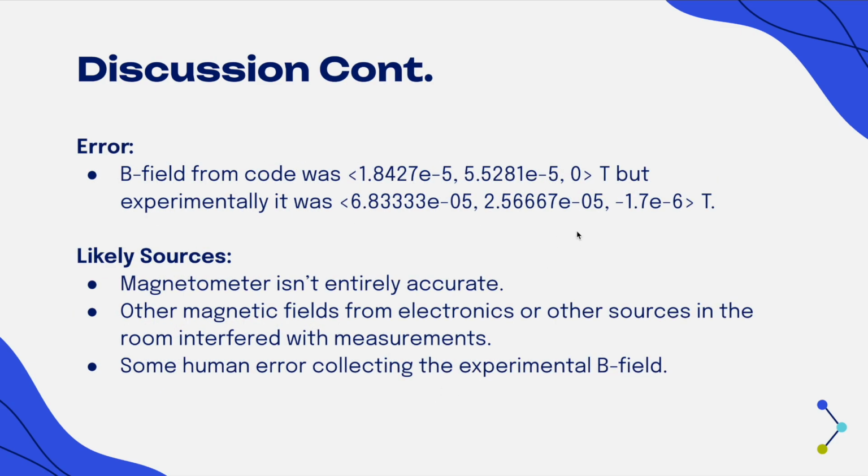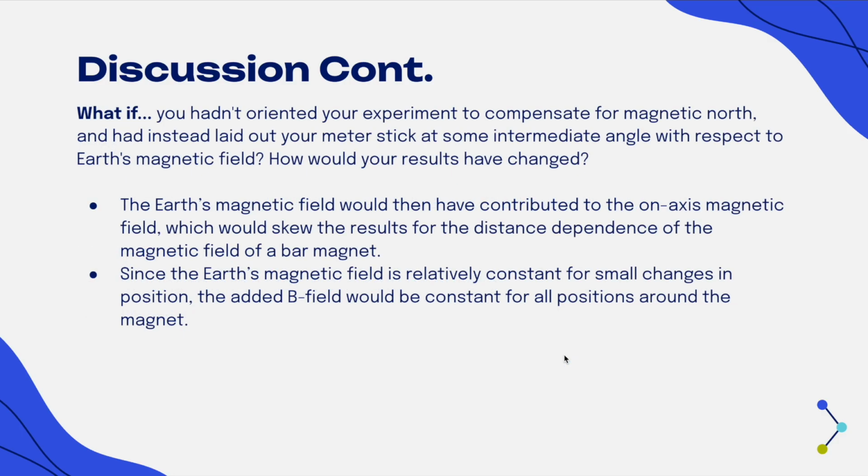These are the values that we got from our code and from the experiment. You can see there's a very slight difference in the numbers, but the order of magnitude is the same. The reason is likely that the magnetometer on the phone isn't entirely accurate, wasn't perfectly aligned, and that there are other magnetic fields from other electronics or other magnets in the room that interfered with our measurements, as well as some basic human error collecting the experimental B field.